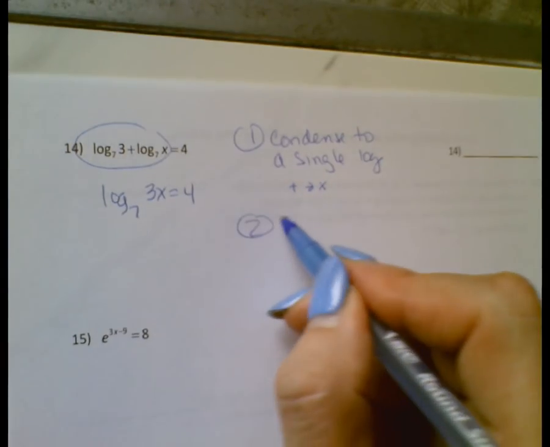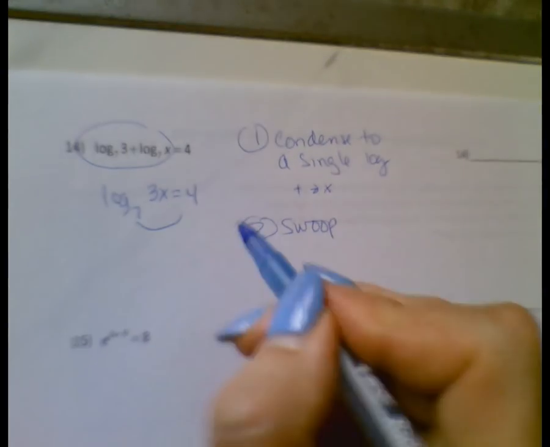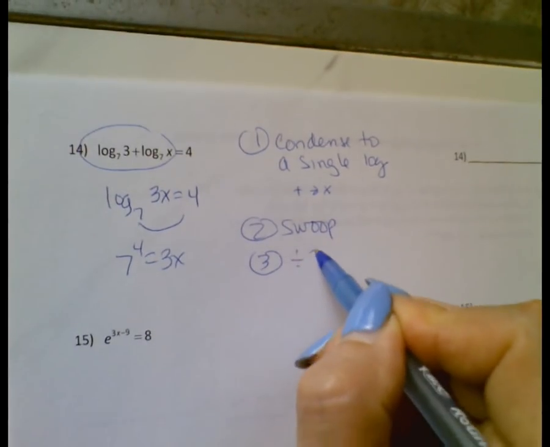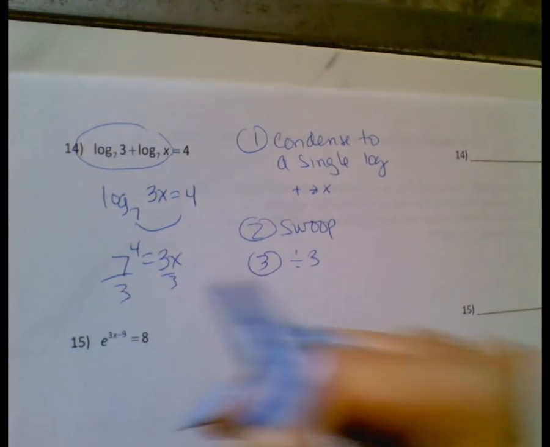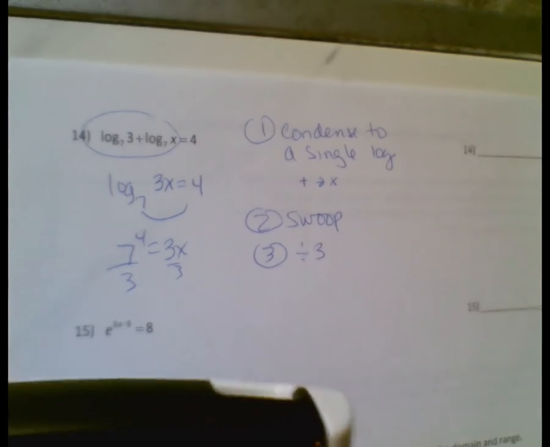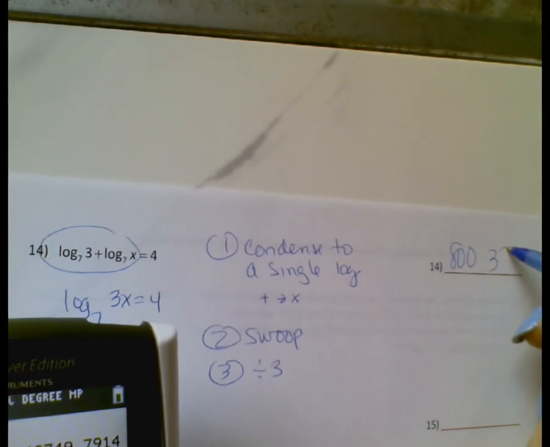Our second step is to swoop because you're down to a single log on the left-hand side. So we're going to swoop by taking 7 to the 4th equals 3x. And our last step is to divide by 3. So it's 7 to the 4th divided by 3. So it's 800.3333.